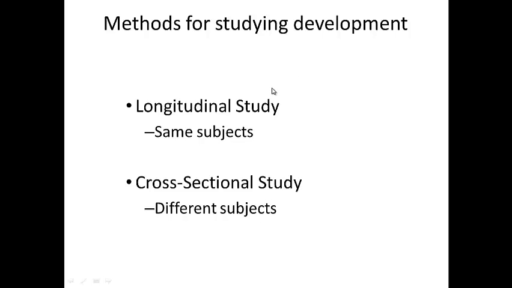There are two main methods for studying development that are specific to development, aside from the regular methodology that we discussed earlier in chapter 1, when we discussed, for example, the differences between different methods of observation, and differences between a correlational study and an experiment. Whenever researchers are interested in development, they can use either a longitudinal or a cross-sectional study.